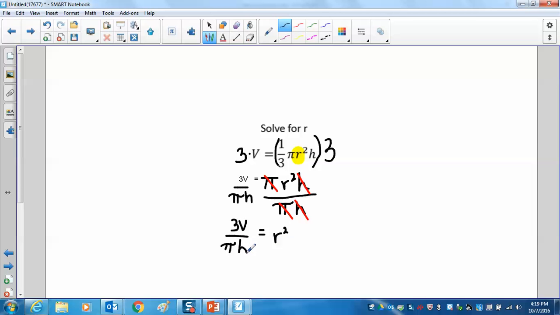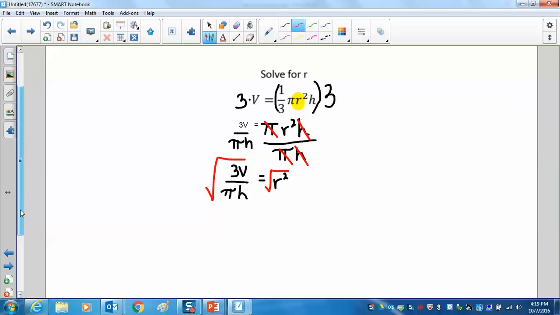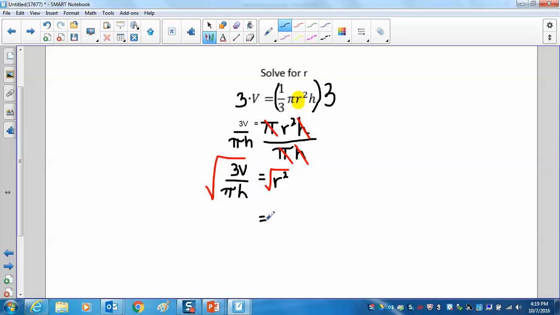Okay, our last step is to get R by itself, so we need to square root. We're going to square root the right side, so we must square root the left side. And square rooting just gets rid of the square. They're opposite operations. So on the right, the square root cancels with the square, and we're just left with r, which is what we wanted to end with.